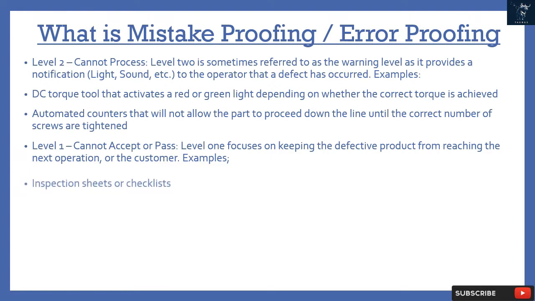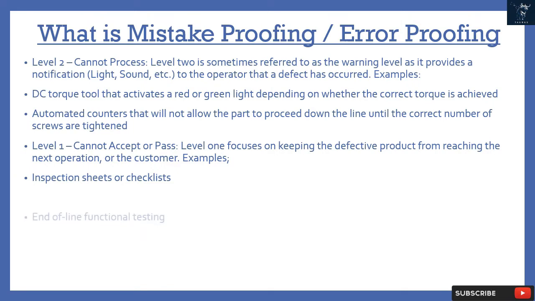Level 2 cannot process. Level 2 is sometimes referred to as the warning level, as it provides a notification, light, sound, etc. to the operator that a defect has occurred. Examples: DC torque tool that activates a red or green light depending on whether the correct torque is achieved. Automated counters that will not allow the part to proceed down the line until the correct number of screws are tightened. Level 1 cannot accept or pass.